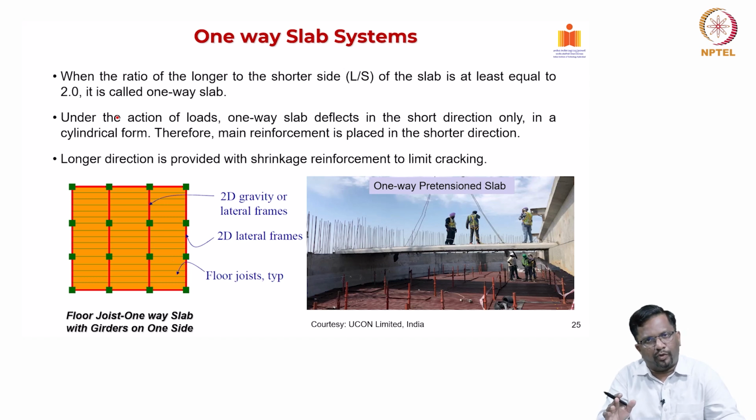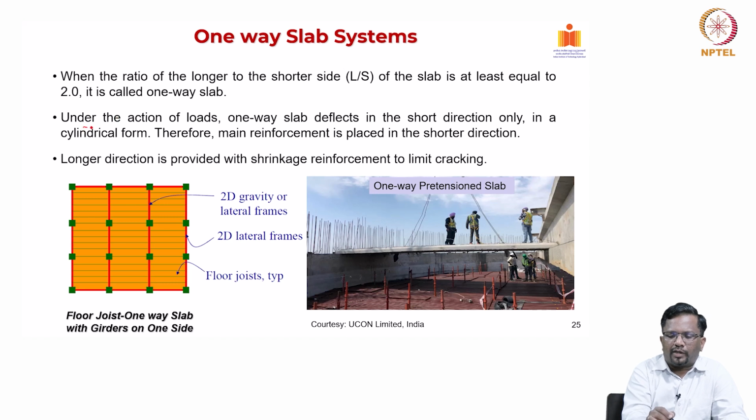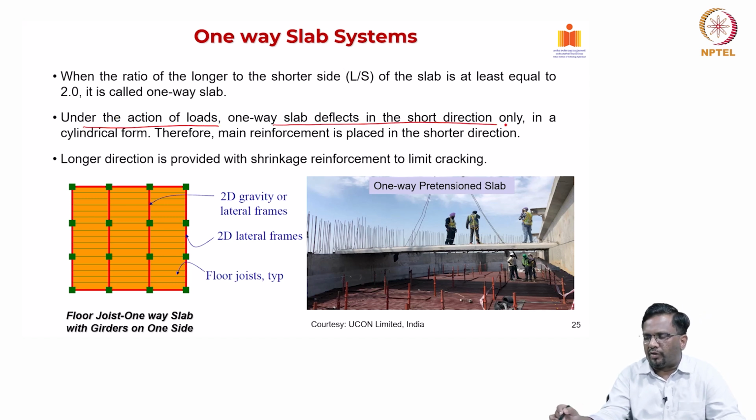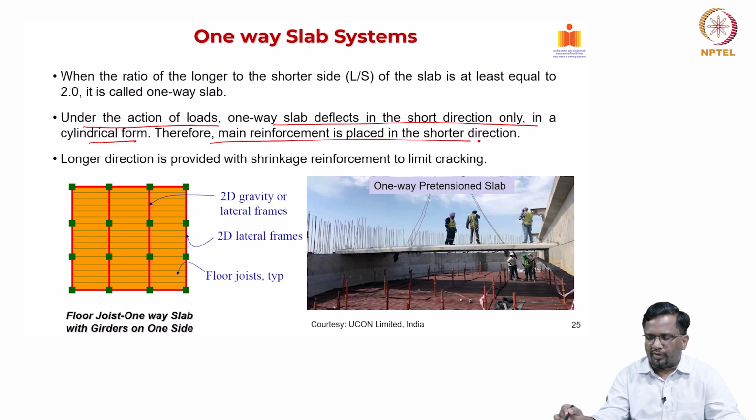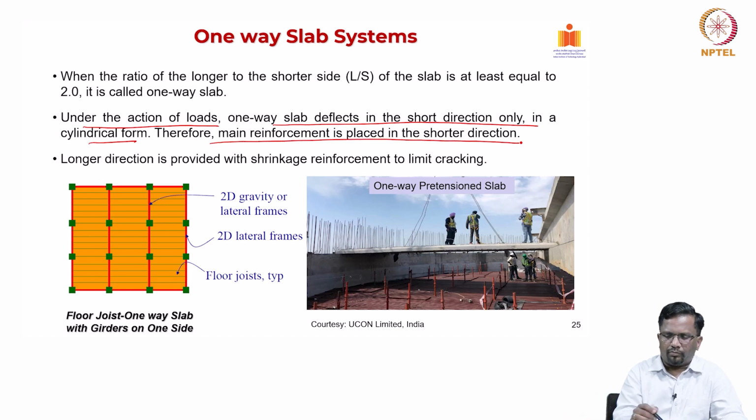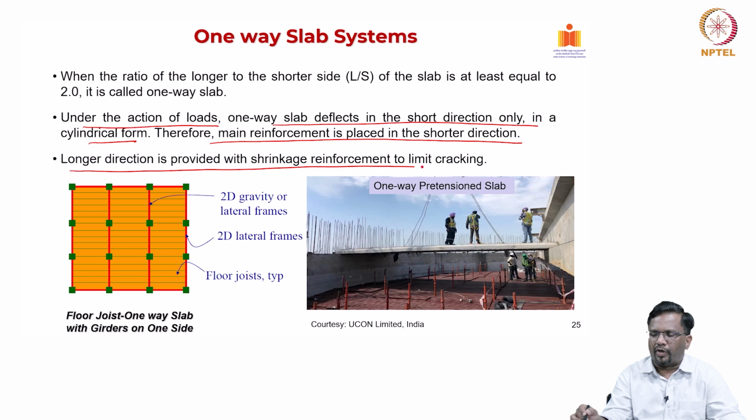Now, again, one-way slab also can be post-tensioned, and one-way continuous slab also can be post-tensioned, right, to lead to more economical design. Under the action of loads, one-way slab deflects in the shorter direction only in a cylindrical form. Therefore, main reinforcement is placed in the shorter direction, and in the longer direction, we provide the shrinkage reinforcement.